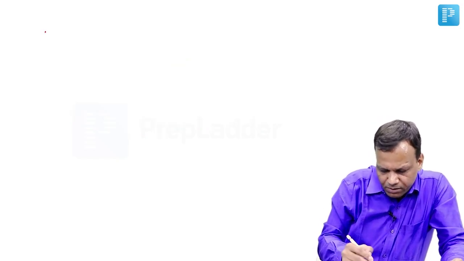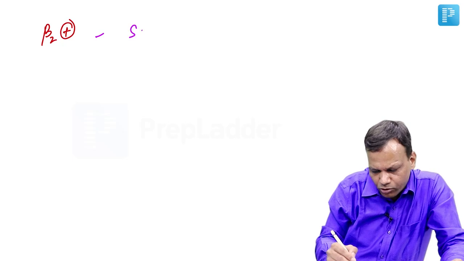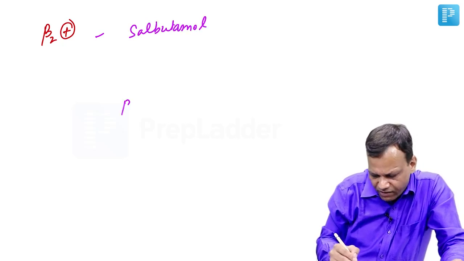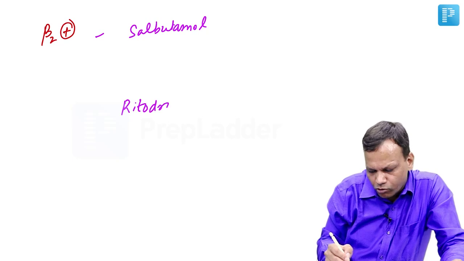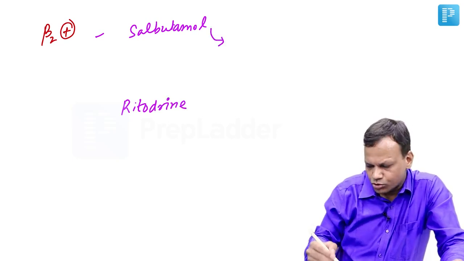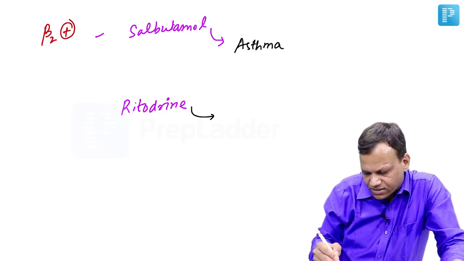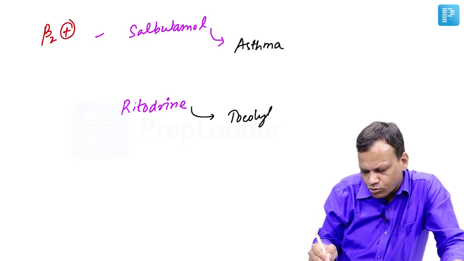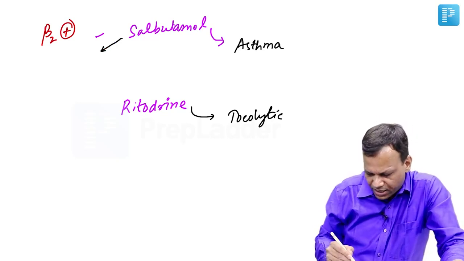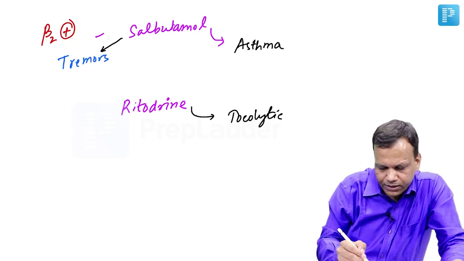Then we have drugs like beta 2 agonists. Two main groups. One group is the salbutamol group: salbutamol, terbutaline like drugs. And second we have the ritodrine group. Both are beta 2 agonists. Salbutamol is given by inhalational route, used for bronchial asthma, whereas ritodrine is mainly used as a tocolytic drug. It will relax the uterus. Now, for salbutamol like drugs, the main side effects you can remember: it causes tremors, tachycardia.